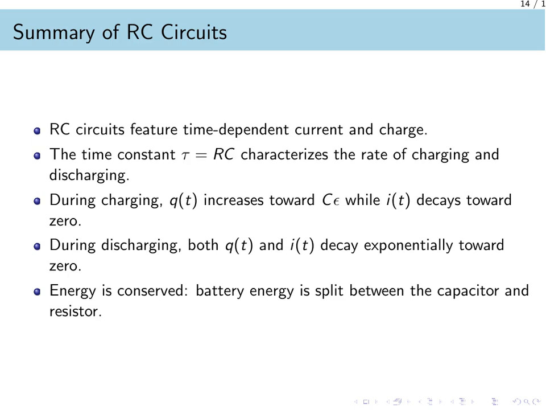The rate of these changes is defined by the time constant tau, which is the product of resistance and capacitance. During the charging phase, the charge on the capacitor increases toward its maximum, while the current decays to 0. During discharging, both the charge and the current decay exponentially. Finally, we must remember that energy is conserved. The energy provided by the battery is shared between the storage in the capacitor and dissipation in the resistor.